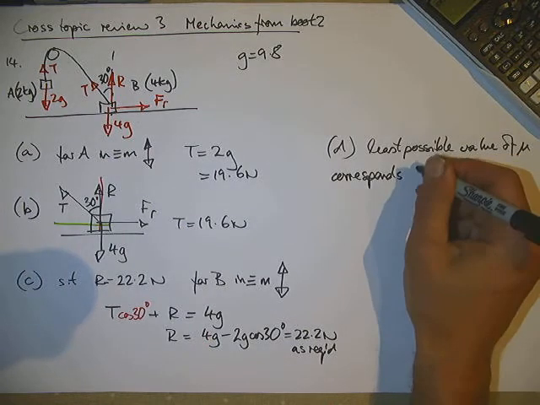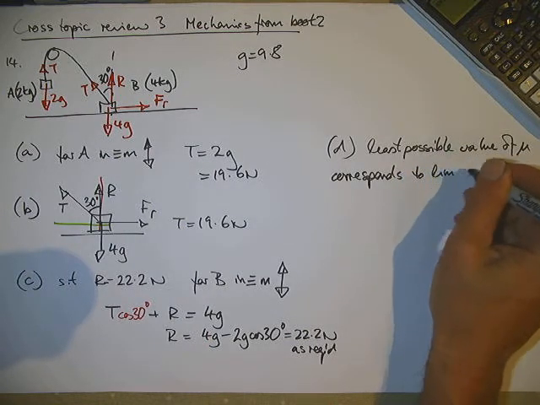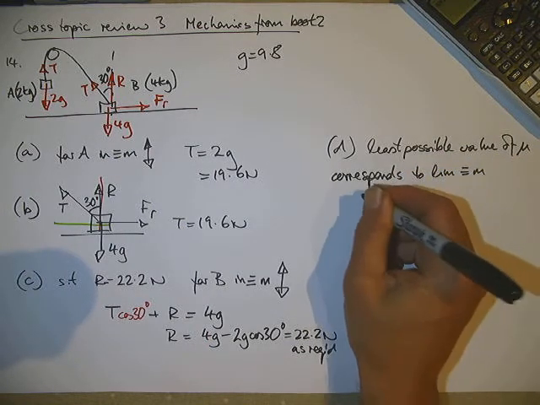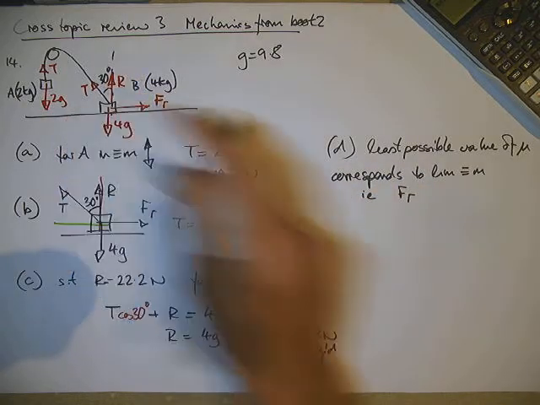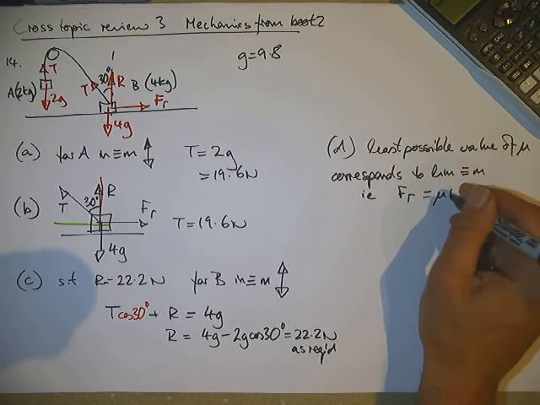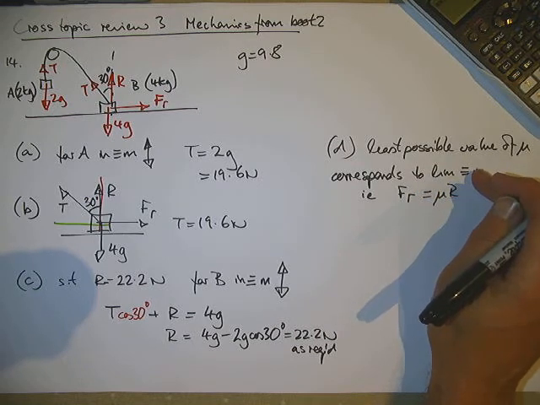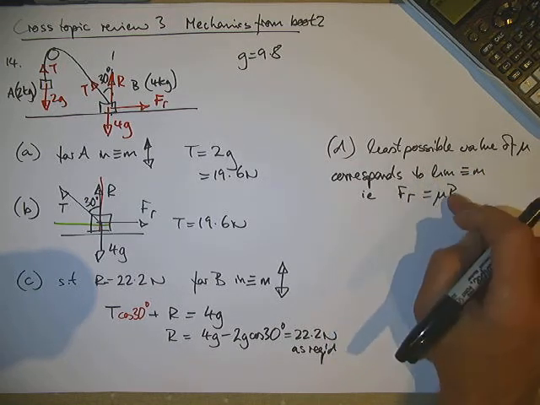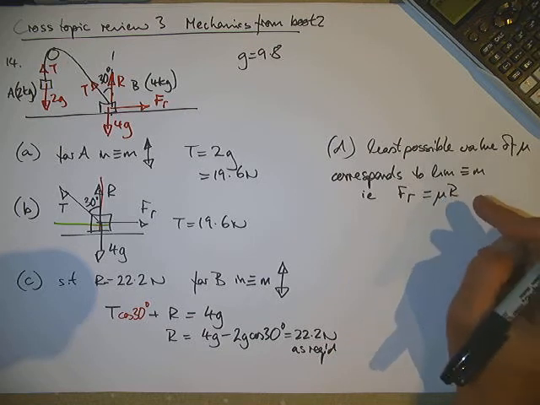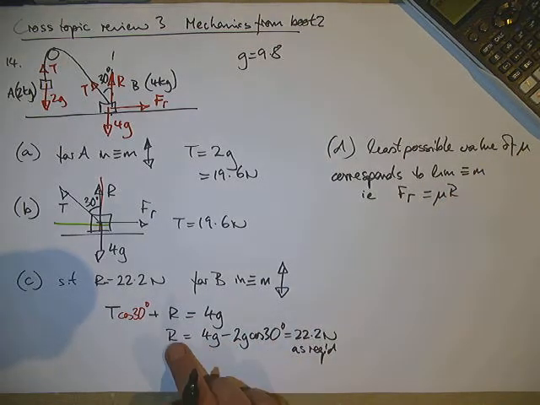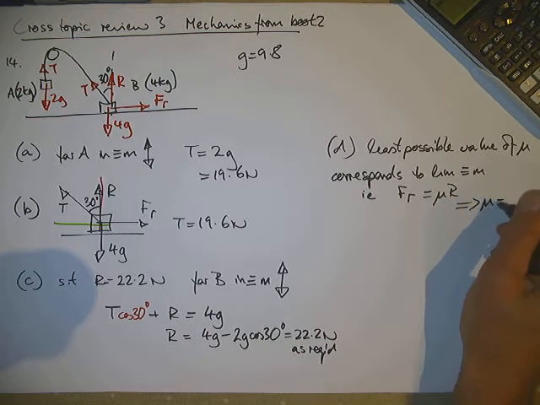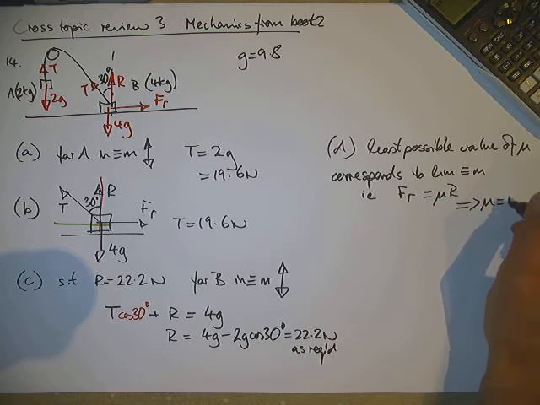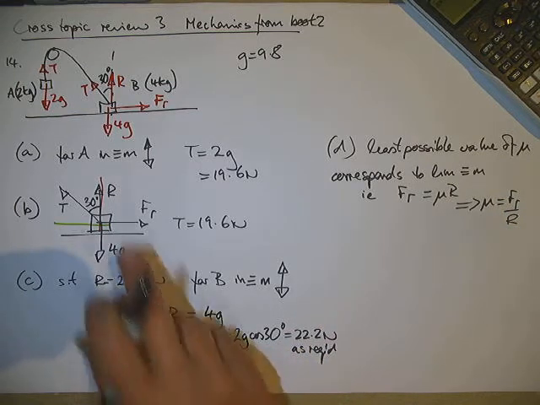It corresponds to what we call limiting equilibrium, i.e. the frictional force here is equal to mu R. Limiting equilibrium, on the point of moving. If it's on the point of moving, friction is mu R. So we want mu. We know what R is. So mu will equal friction over R. We know what R is. Can we find friction?